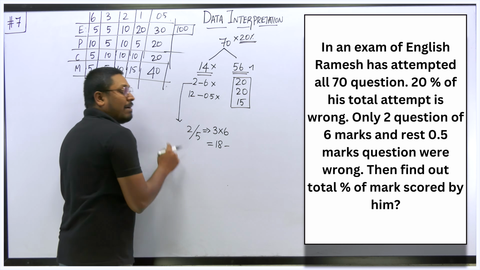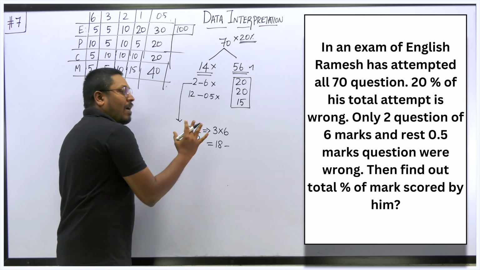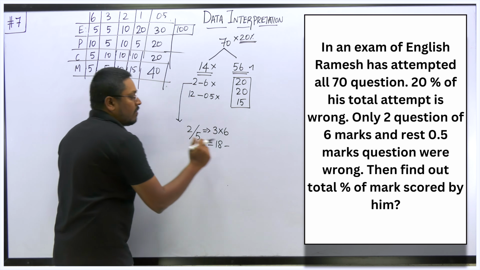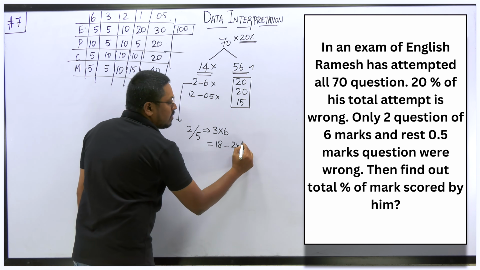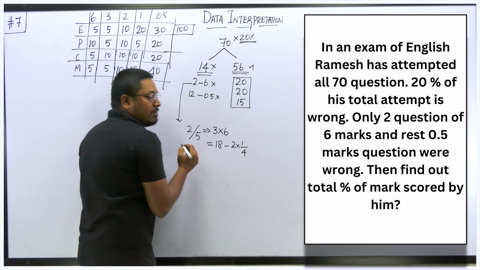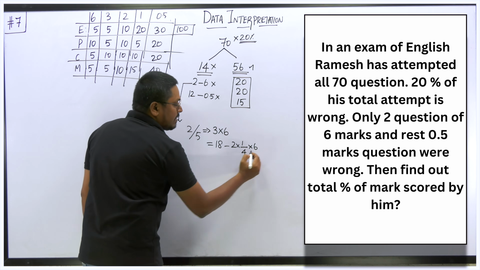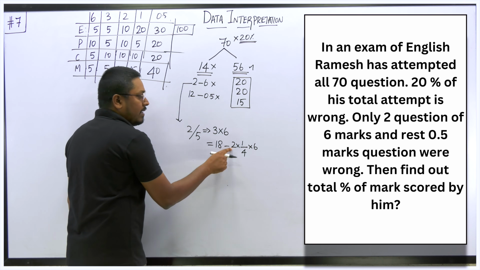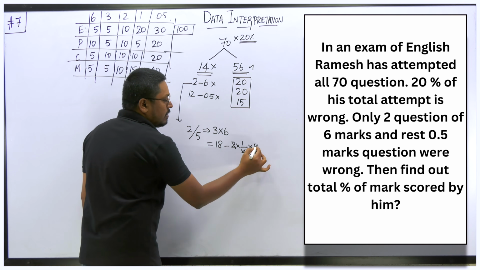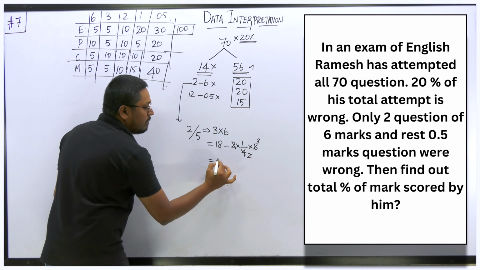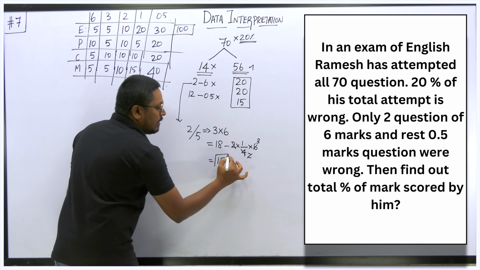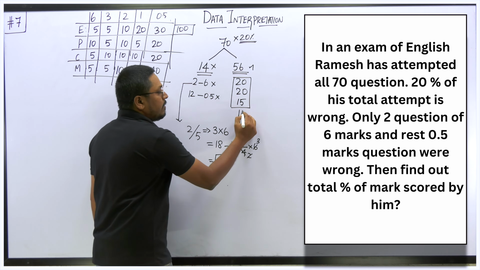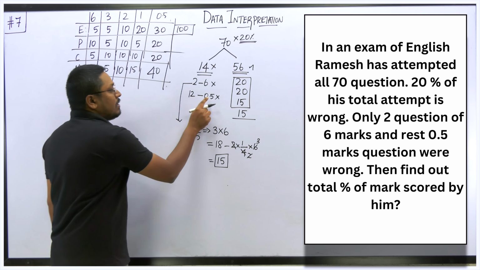So now we know that for each wrong answer 1/4 has been deducted. So how many questions were wrong? 2 questions were wrong. So 1/4 we have to deduct from this. Each question carries 6 marks, right? So 6 marks, 1/4 has been deducted. 2 questions were wrong, so 2 times 3, from 18, 3 will be deducted, so 15. So in the 6 mark questions, he scored 15 marks. So 15 here, understood? So now 0.5.